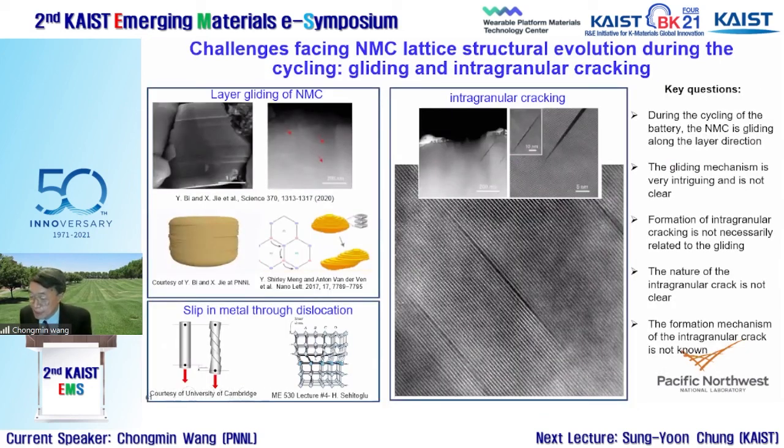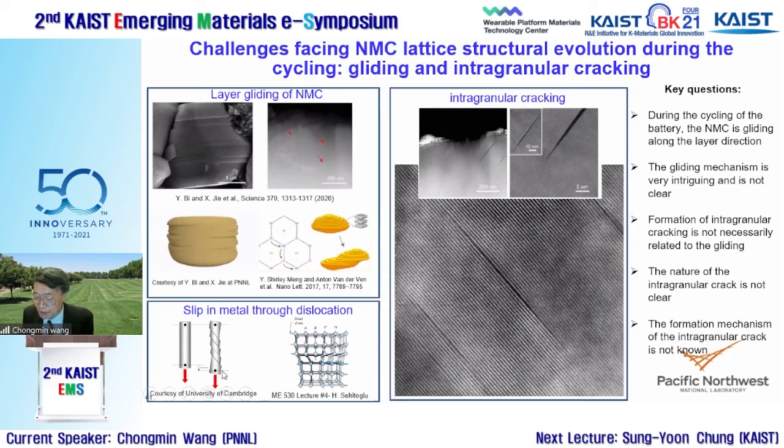So lastly, I summarize about this cathode material, and this is what my colleague Jie Xiao's group recently observed. For the layered structure, when the battery is cycling, you can see the layered structure and the gliding in the layer, actually. So this kind of thing is predicted by the San Diego group.